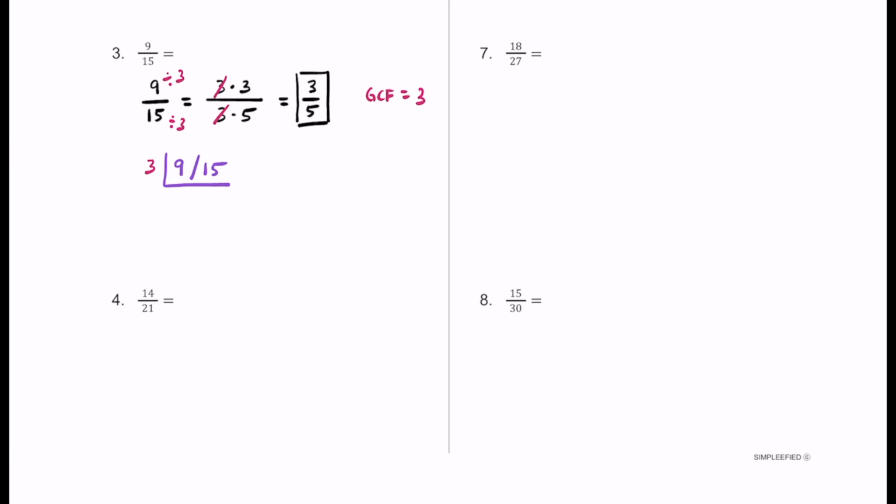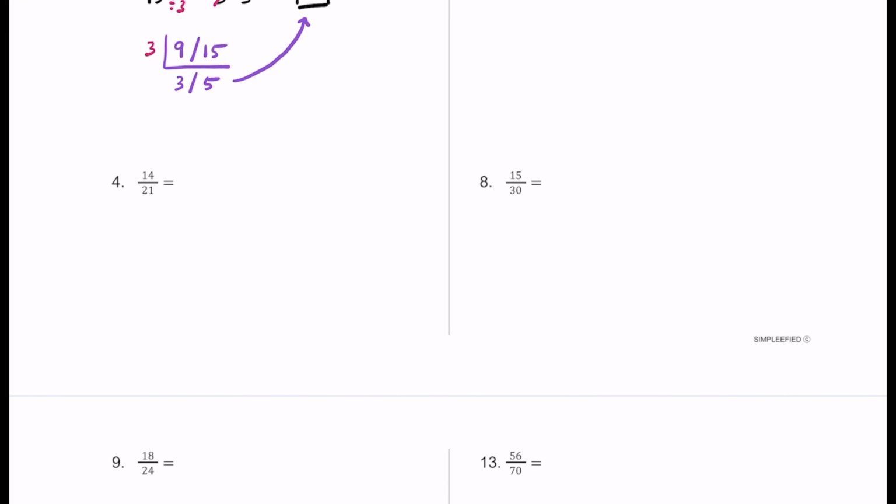We can say it's a 3. 3 goes into 9 3 times, and 3 goes into 15 5 times. So this 3/5 at the bottom does match, and the 3 on the side was our GCF. For number 4, we have 14/21.